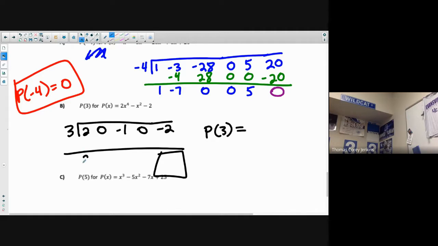All right, so bring down your 2, multiply, you get 6, add, you get 6, multiply again, we get 18, add, there you get 17, multiply, you get 57, add, you get 57, multiply again, you get, what do you get, 153, wasn't even close there.